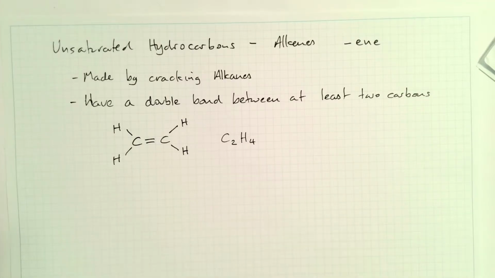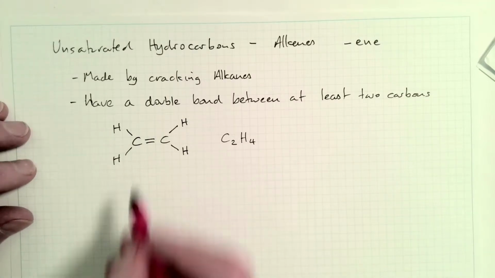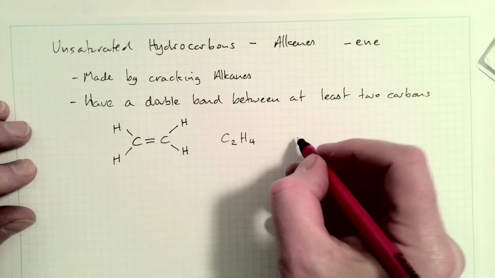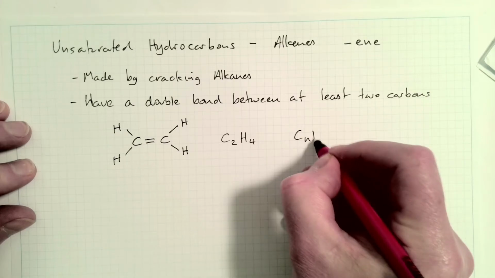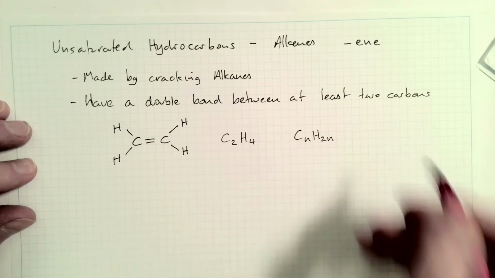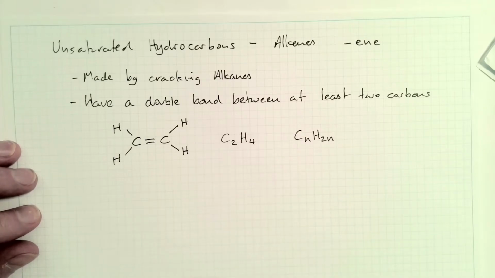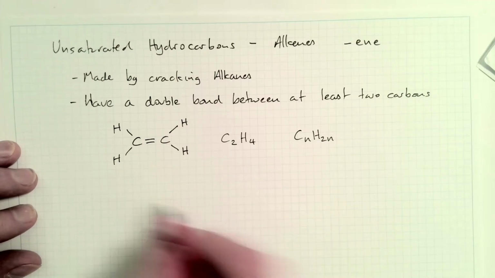Okay, and that means that the general formula for these structures, as long as they only have a single double bond in them, is going to be CnH2n. So the number of C's multiplied by 2 will give you the number of hydrogens. All right. Now that's the simplest one.